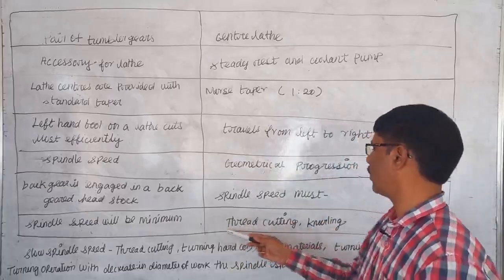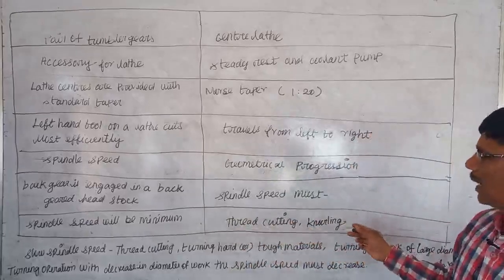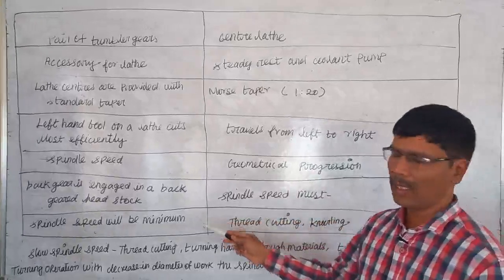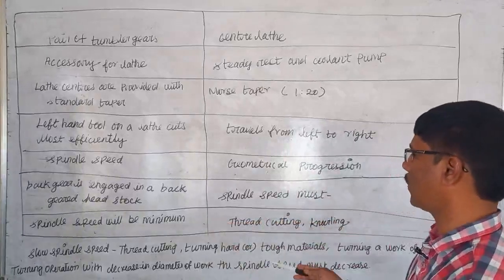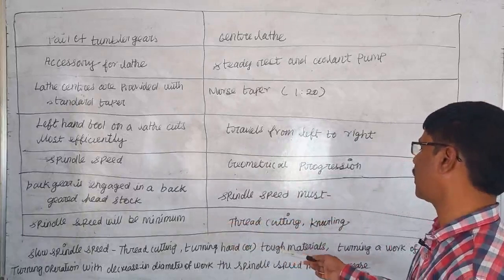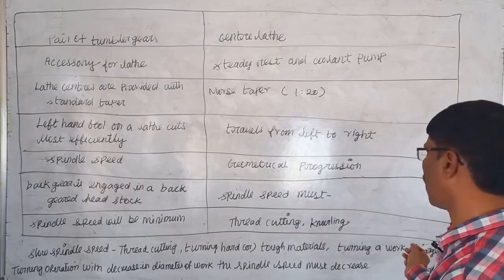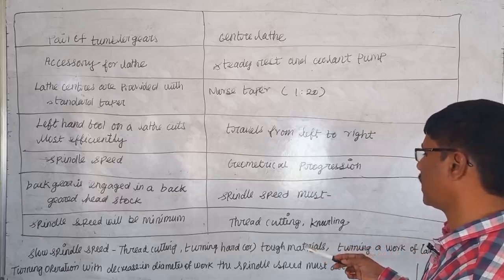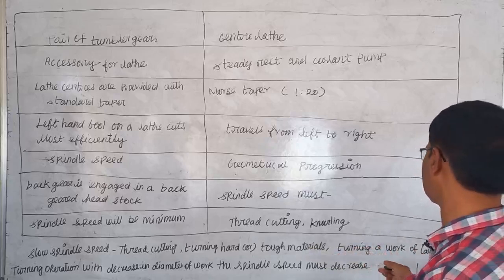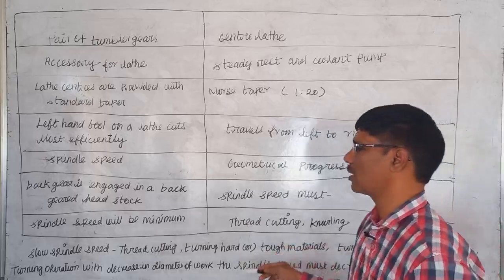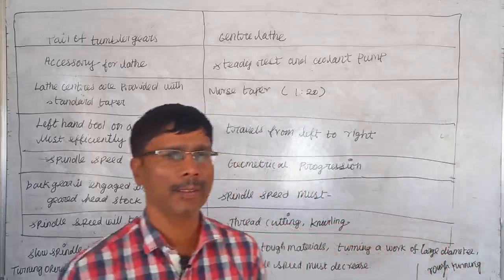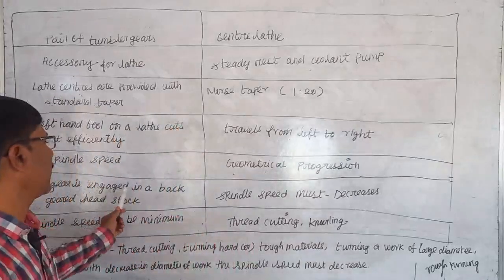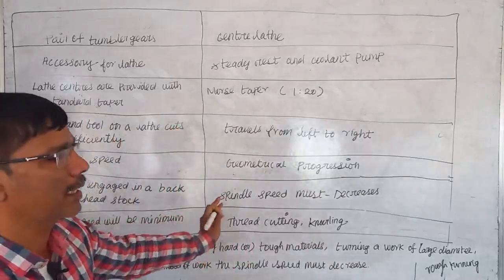Spindle speed will be minimum in the case of thread cutting and knurling. So for thread cutting operation and knurling, the spindle speed will be minimum. Slow spindle speed is used for thread cutting, turning tough material, and turning a large diameter. With the decrease in diameter of the work, the spindle speed must increase. So these are the simple points we have to remember. During the back gear engagement, the spindle speed must decrease.